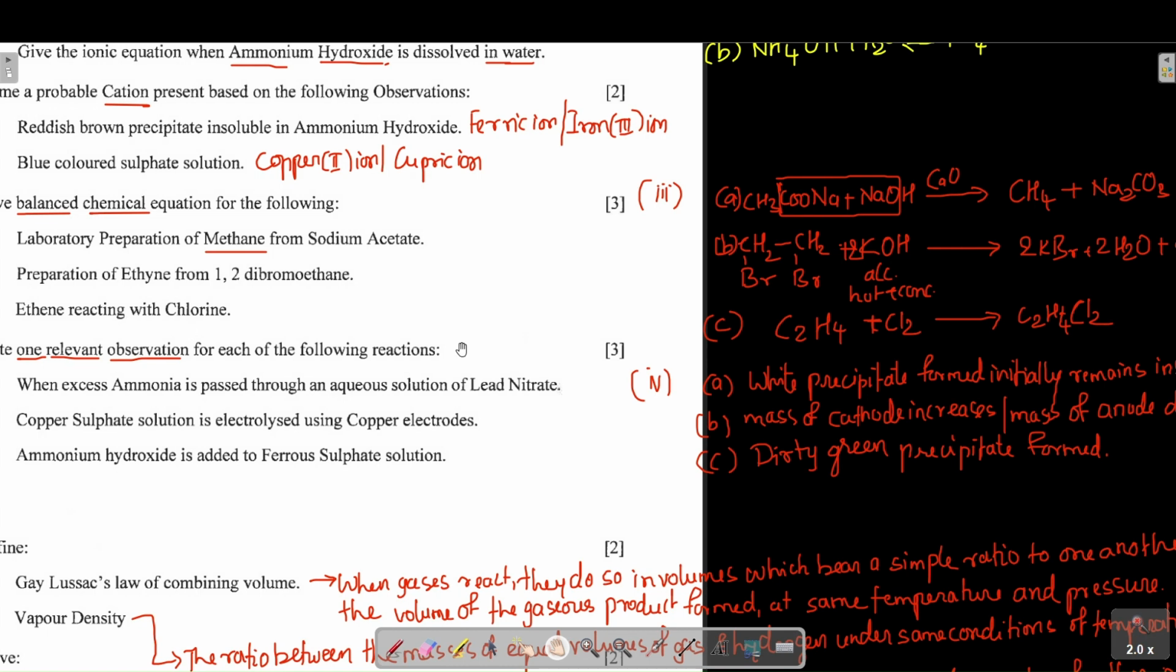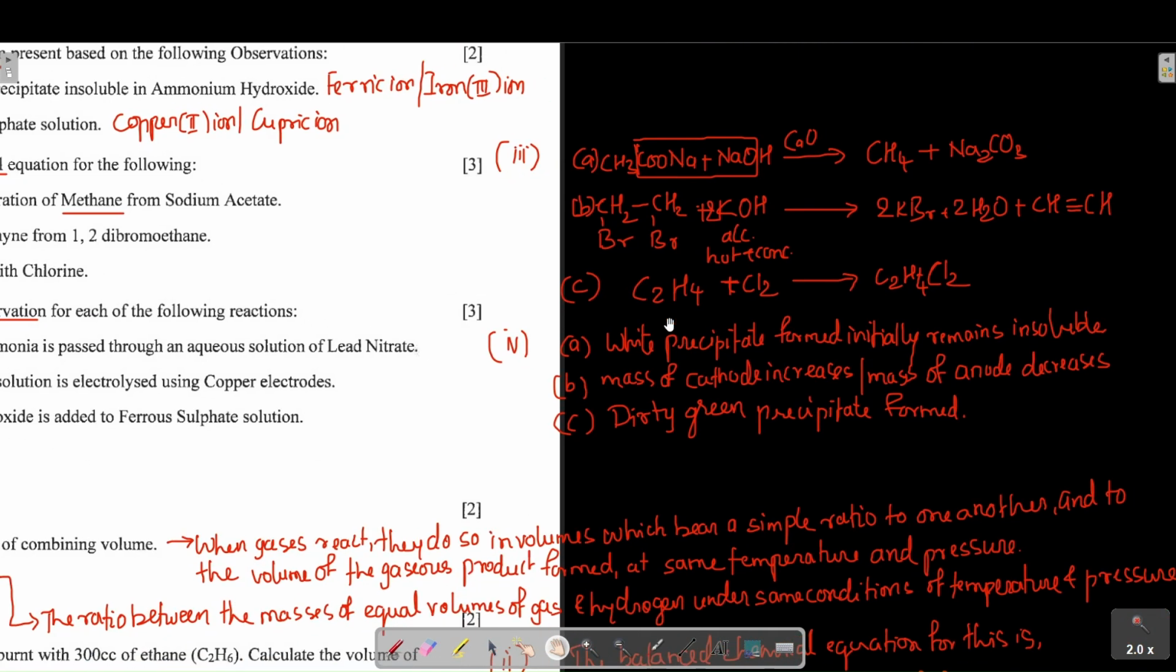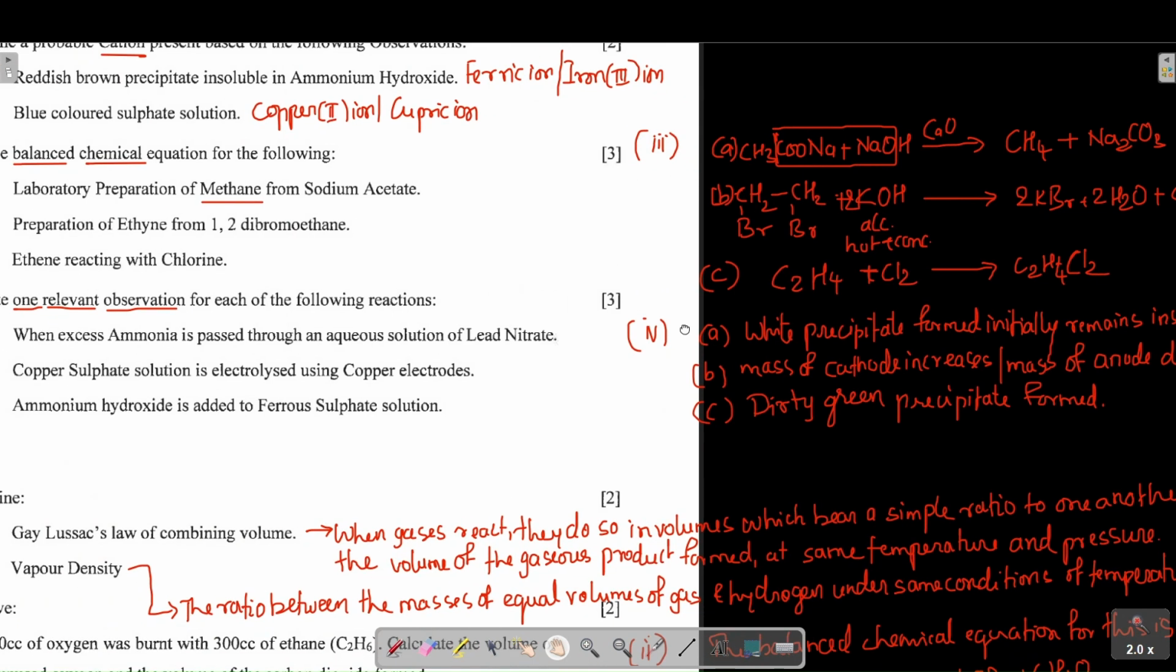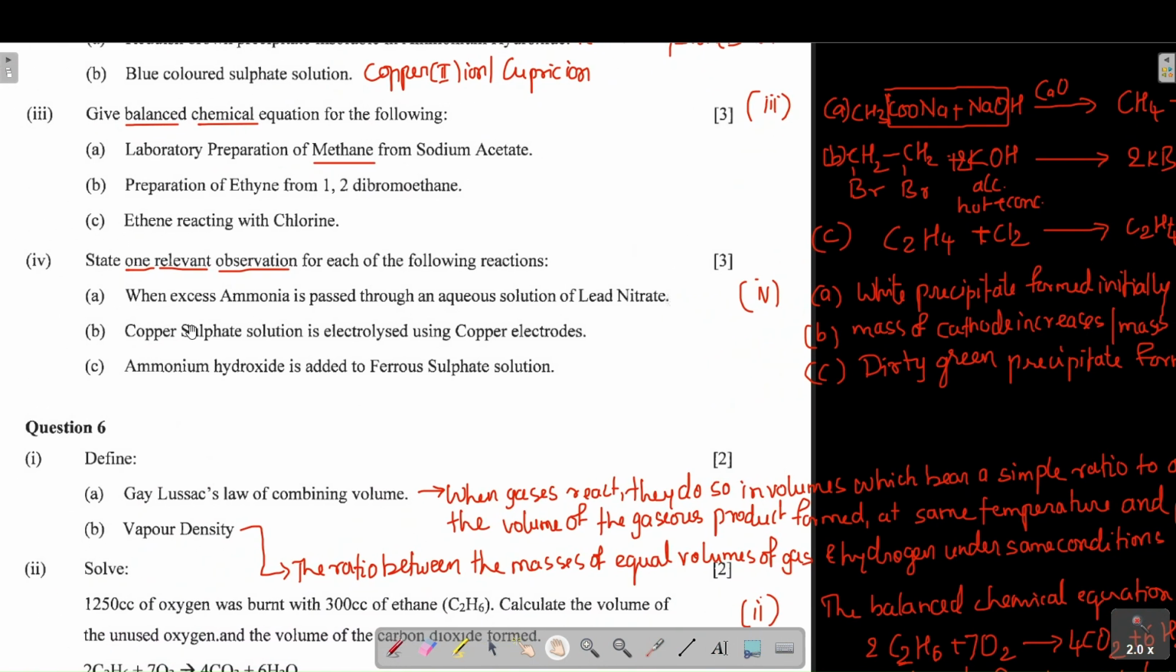Ethene reacting with chlorine. Ethene formula, C2H4 plus Cl2. This is addition reaction, which is also called chlorination for chlorine. So therefore it is C2H4Cl2. That's it.